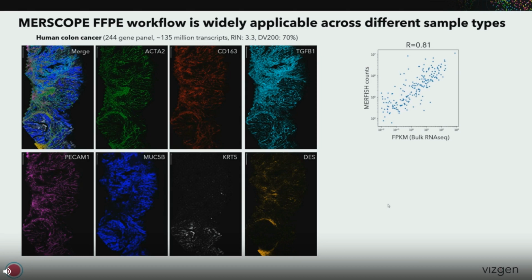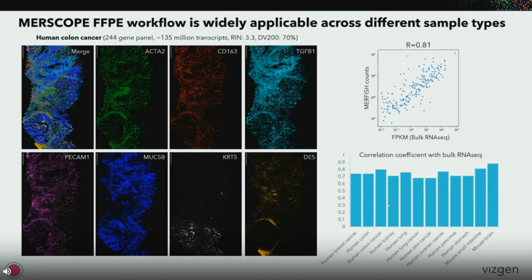We also benchmarked performance versus bulk RNA sequencing. As you can see here, each individual gene is indicated by a blue dot, and the y-axis is the MERFISH counts, and the x-axis is the FPKM values. And you can see a correlation coefficient of 0.81 here.